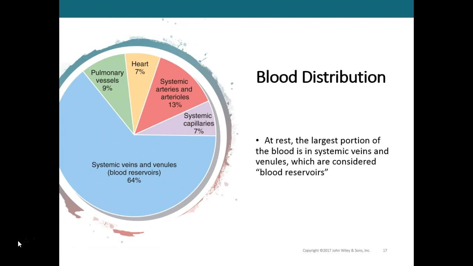When you're at rest, about 64% of your blood is in your systemic veins and venules. Because they contain such a large percentage of your blood volume, they function as blood reservoirs. A reservoir is like where you store something until you need it, right? So we can take blood and easily divert it quickly from these areas if need arises.